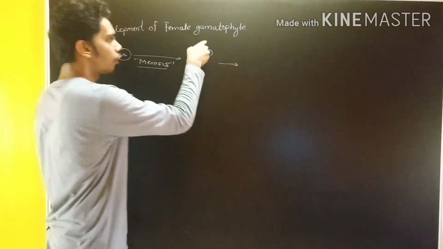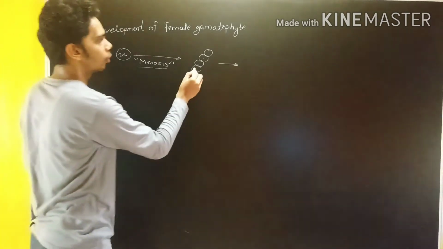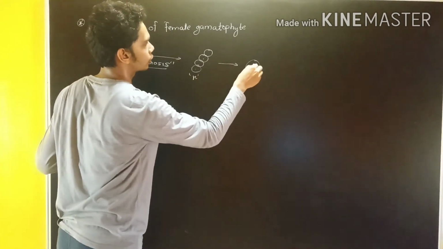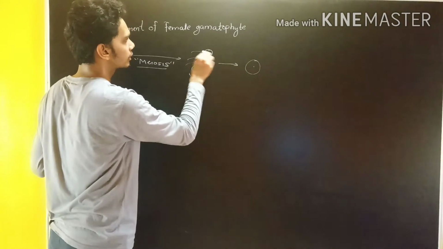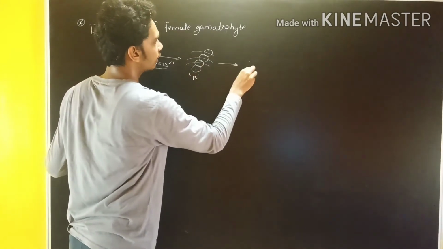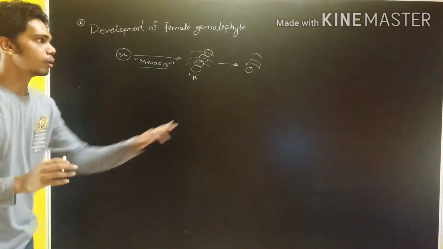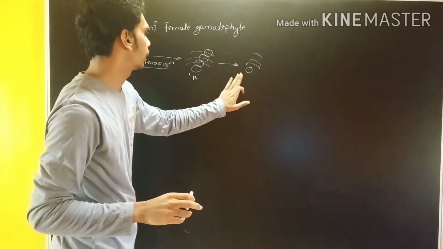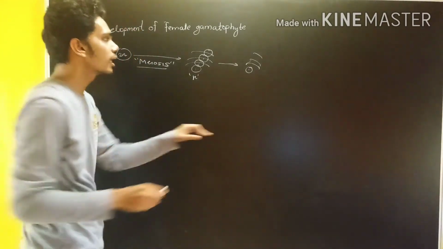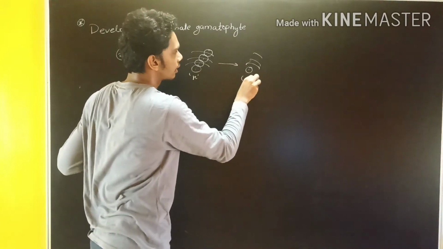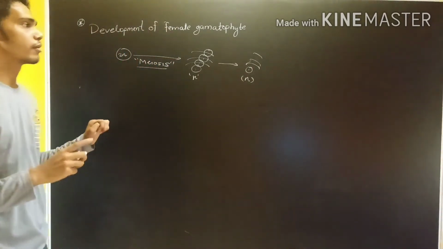From these 4 cells, only one cell gets mature. The upper 3 cells degenerate. Only one cell remains viable over here. Only one cell is viable, which means only one cell remains with the haploid, or n, number.